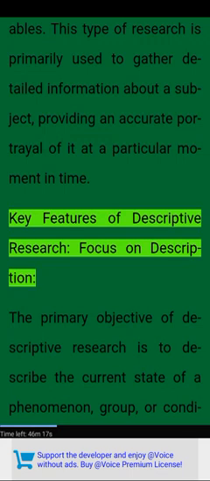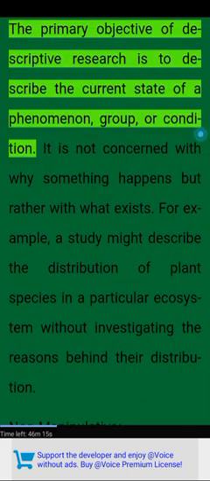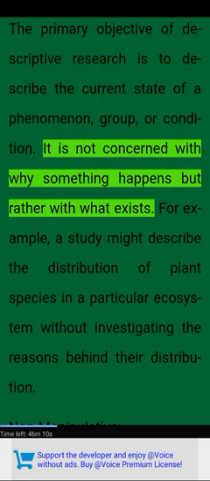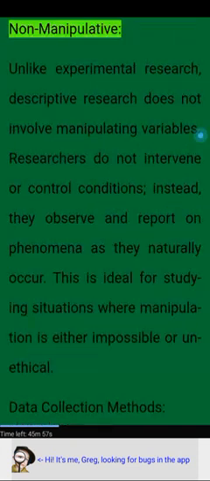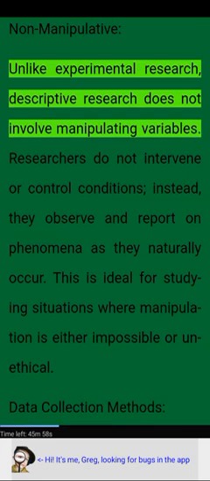Key features of descriptive research. Focus on description. The primary objective of descriptive research is to describe the current state of a phenomenon, group, or condition. It is not concerned with why something happens but rather with what exists. For example, a study might describe the distribution of plant species in a particular ecosystem without investigating the reasons behind their distribution. Non-manipulative. Unlike experimental research, descriptive research does not involve manipulating variables.